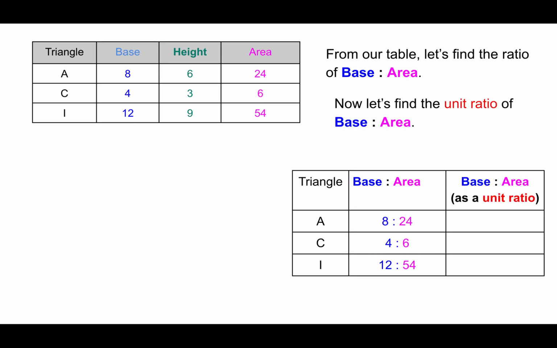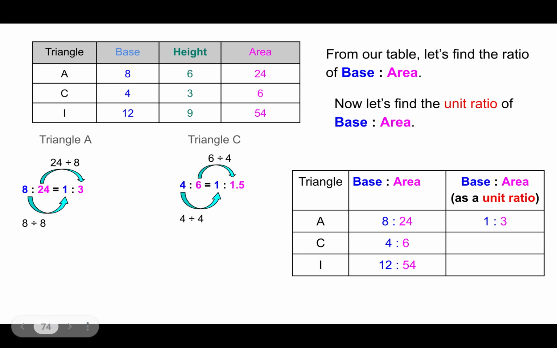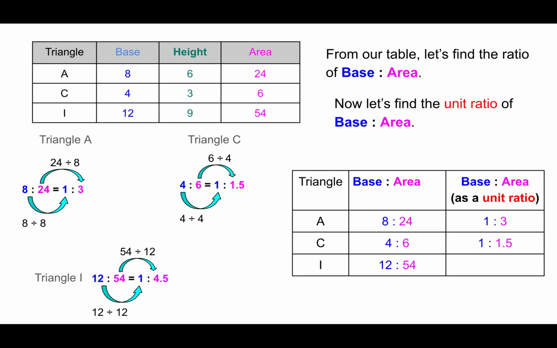Now let's find the unit ratio of base to area. So for triangle A, we're going to divide by 8. And remember, if we divide the 8 by 8, we need to divide the 24 by 8 as well. So the ratio is 1 to 3 for the unit ratio. For triangle C, the unit ratio is 1 to 1.5. And for triangle I, it's 1 to 4.5.